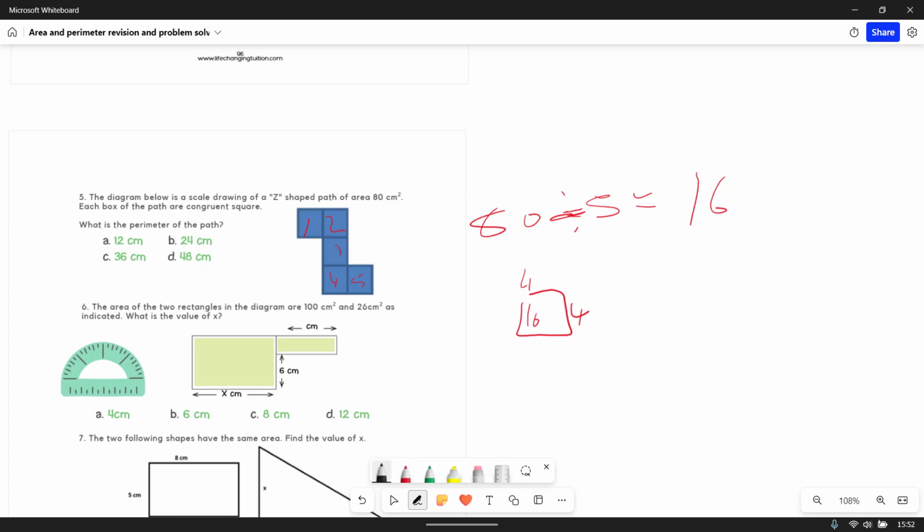So let's put all the 4s there. How many 4s are there? 1, 2, 3, 4, 5, 6, 7, 8, 9, 10, 11, 12. So 12 times 4 is 48.